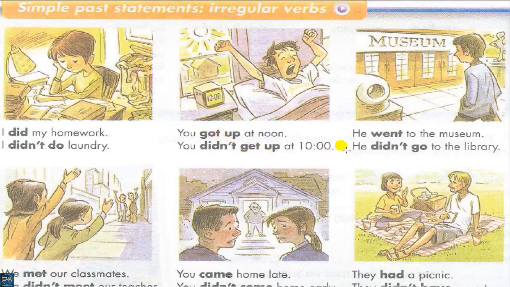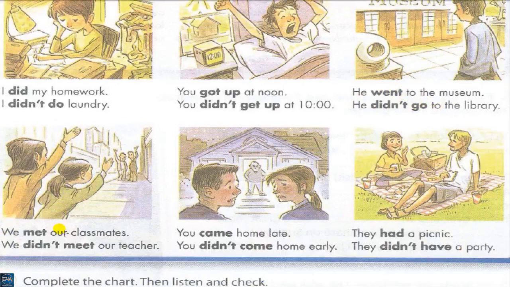The past. He went to the museum. This is museum. He didn't go to the library. Go, the past, went. We met our classmates. We met our friends. We didn't meet our teacher. Meet, the past, met.